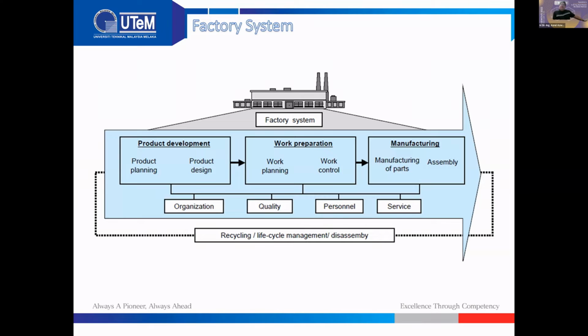So let me continue. In order to have a smart factory, we need to take a look at all the processes of the factory itself. We know that in order to start producing a product, it's required to have a product development, and then it goes to the work operation. And after we have all the work planning and also work control, then we go to the manufacturing processes and also assembly. And after that, we sell a product, and then this goes to the recycling, lifecycle management, and so on. So we have to make sure that all these processes are covered in terms of this smart factory itself.